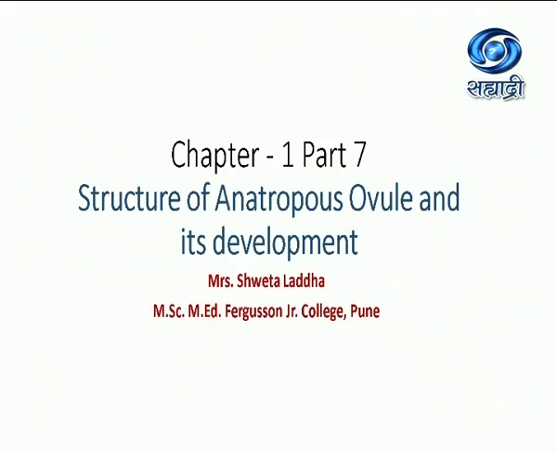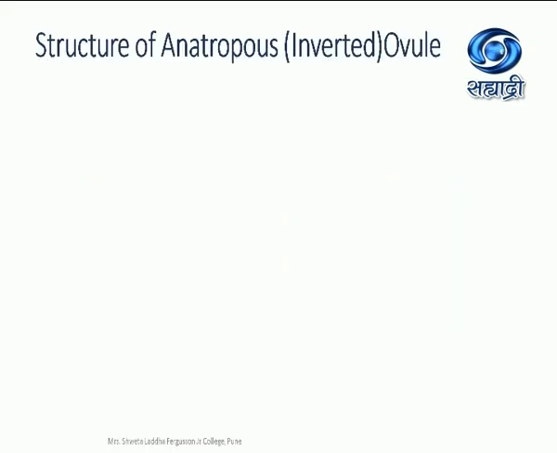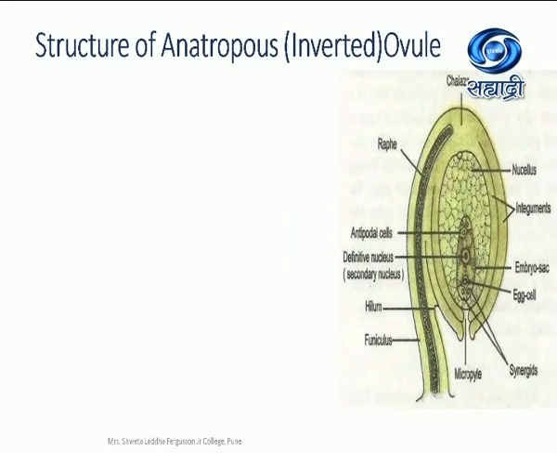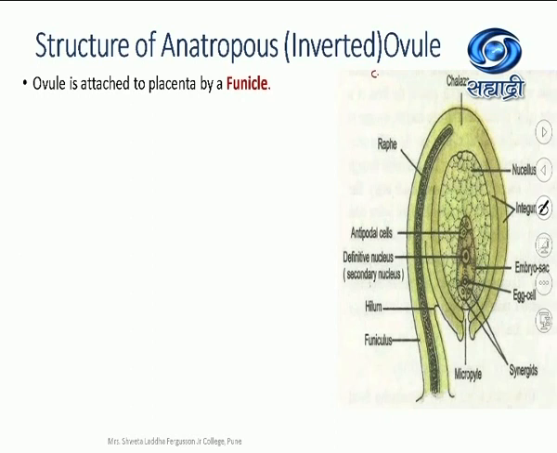Yes, students. So let us start with the structure of anatropous ovule, which is the most common ovule present in angiosperms. If you look at this picture, there are different parts to an inverted anatropous ovule. It is attached to the placenta by a stalk, and this stalk is called the funicle. I'll just give you a brief picture. Where is this present? This is our stigma, this is our style, this is our ovary. Inside the ovary, this is the funicle, the stalk, to which the anatropous ovule is attached. So now it will become easy for you to understand the structure of this ovule.